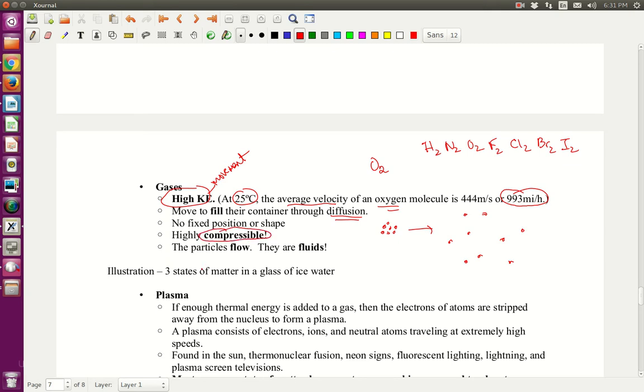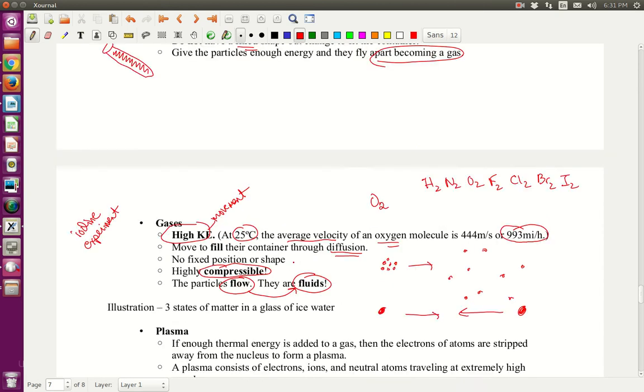Why are gases so compressible? Because one gas molecule is here and one gas molecule is here, and look at all this empty space. They can be pushed together. Okay? And gases flow. Gases are fluids, and hopefully you were in class and we did the iodine sublimation experiment. It's really just a demonstration, and you can watch that gas flow. So gases flow, so they're fluids.